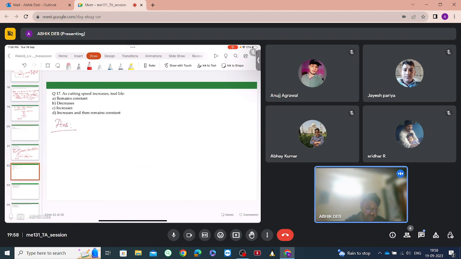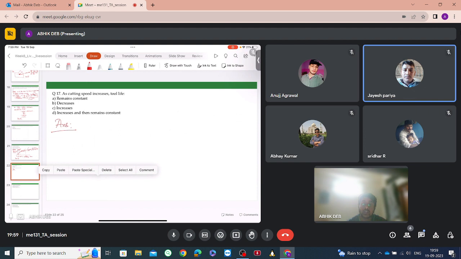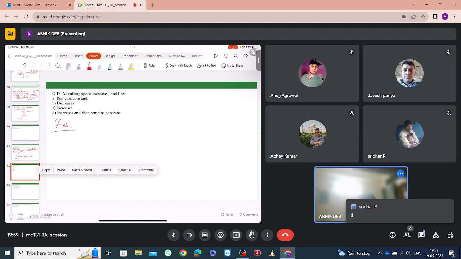As the cutting speed increases, the tool life varies as which of these? Answer B. Decreases, yeah. Increases and then remains constant. Why do you think it increases and then remains constant?